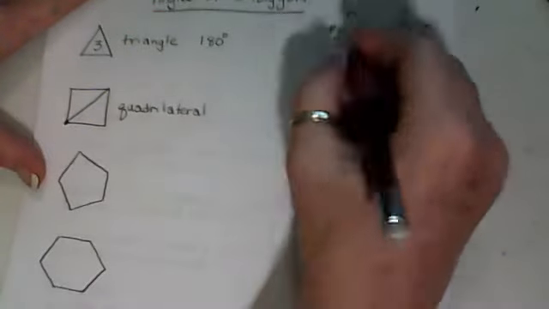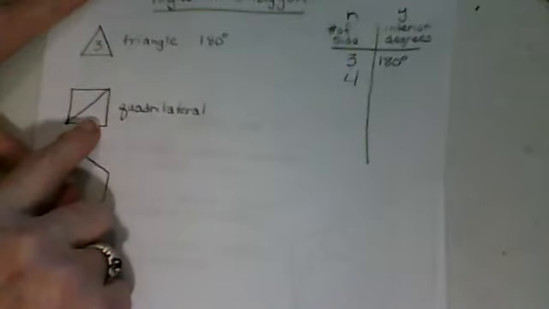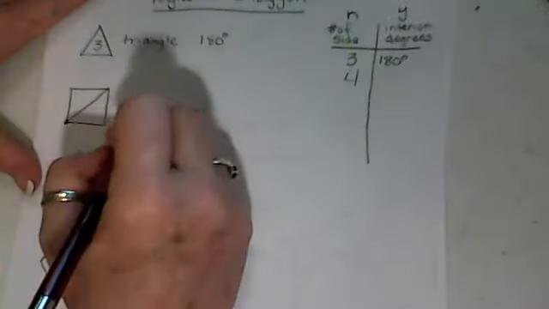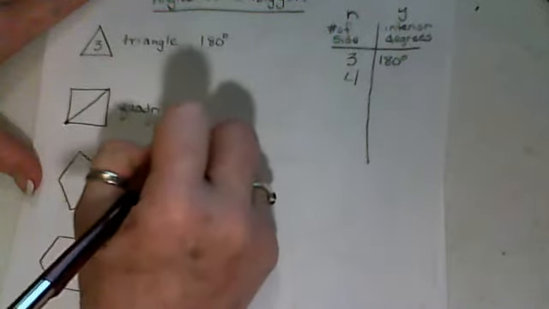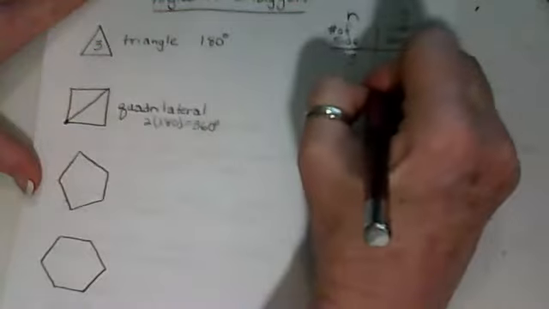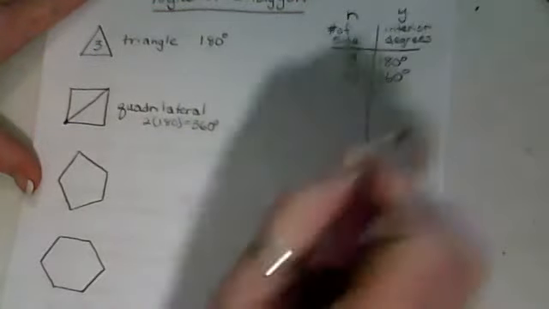Now our next shape is a quadrilateral, 4 sides. I'm going to put the 4 over here. Notice here, I went from one vertex and drew in all the diagonals I could from that one vertex. So I end up with 2 triangles, and each triangle is 180 degrees. So if I have 2 triangles times 180 degrees, I get 360 degrees. So a quadrilateral's interior angles is 360 degrees.